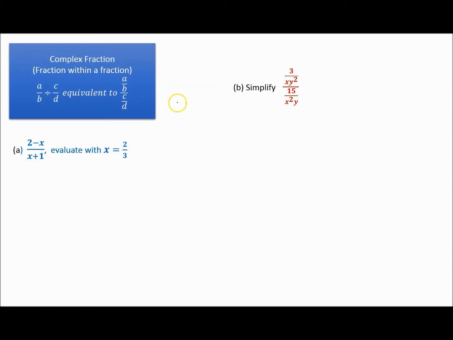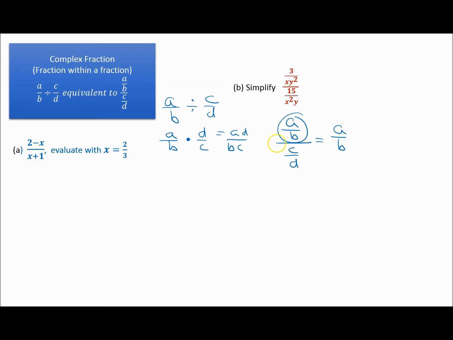We know that as keep, change, flip. So on this first situation, if you have A over B divided by C over D, you would keep the first fraction, change division to multiplication, and flip the second fraction, which turns into AD over BC. On the other hand, if you have A over B divided by C over D, we do the same thing. We keep the top fraction as A over B, we change the fraction bar, which is division, to multiplication, and we flip the bottom fraction, D over C, which again would give us AD over BC.